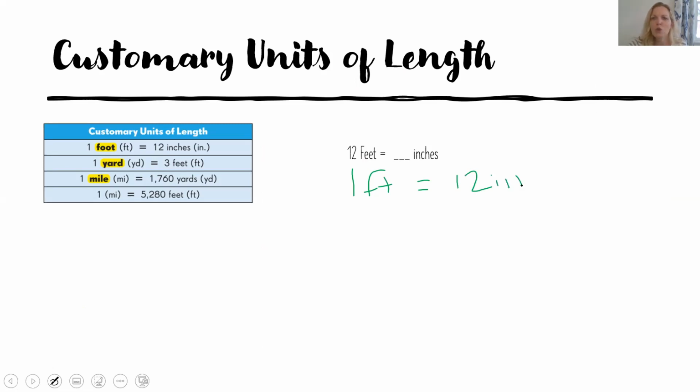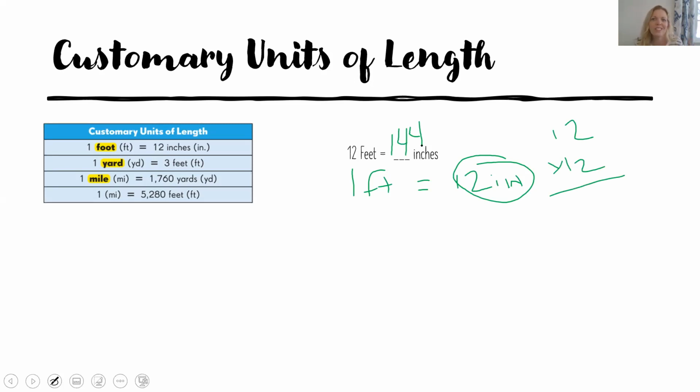So if I have 12 feet, and I'm trying to figure out how many inches that is, I could say if 1 foot is 12 inches, couldn't I do 12 times 12? So 12 feet times 12 inches? Yeah, if I were to do that math, that would mean that there are 144 inches within 12 feet, okay? Hang on to that. This is the type of conversions I want you to be able to do.